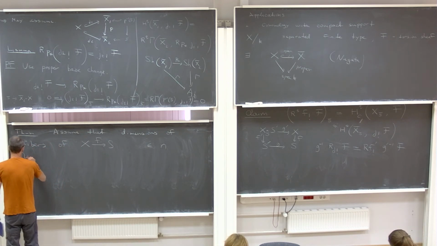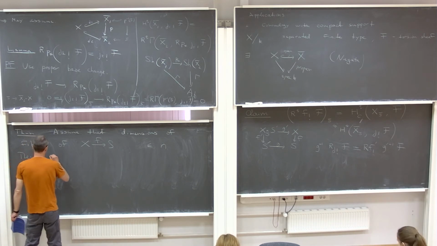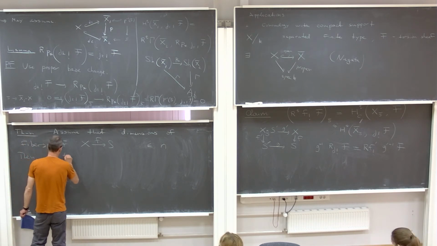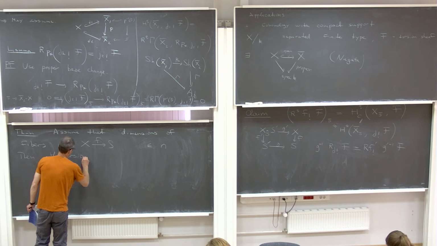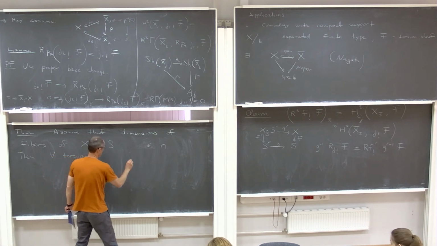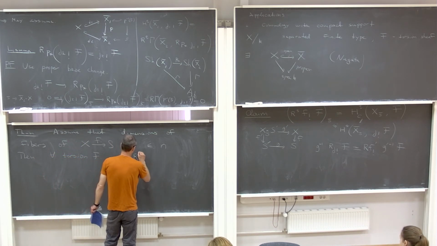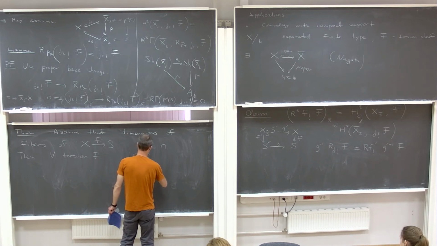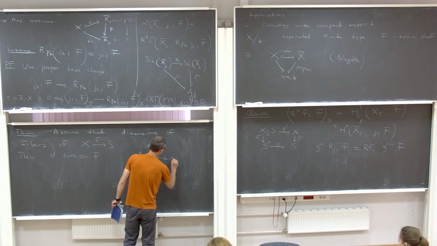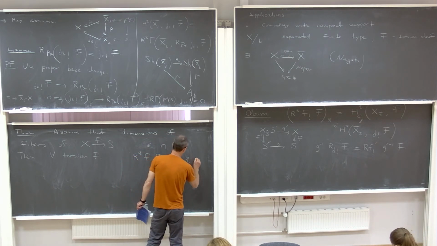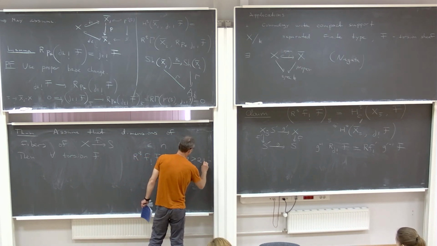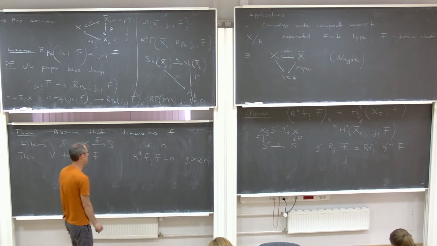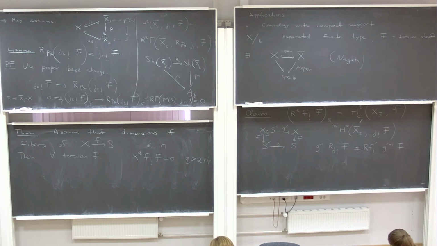Then for any torsion sheaf F, R^q f lower star of F is equal to 0 when q is greater than 2n. Okay? So here is a corollary.